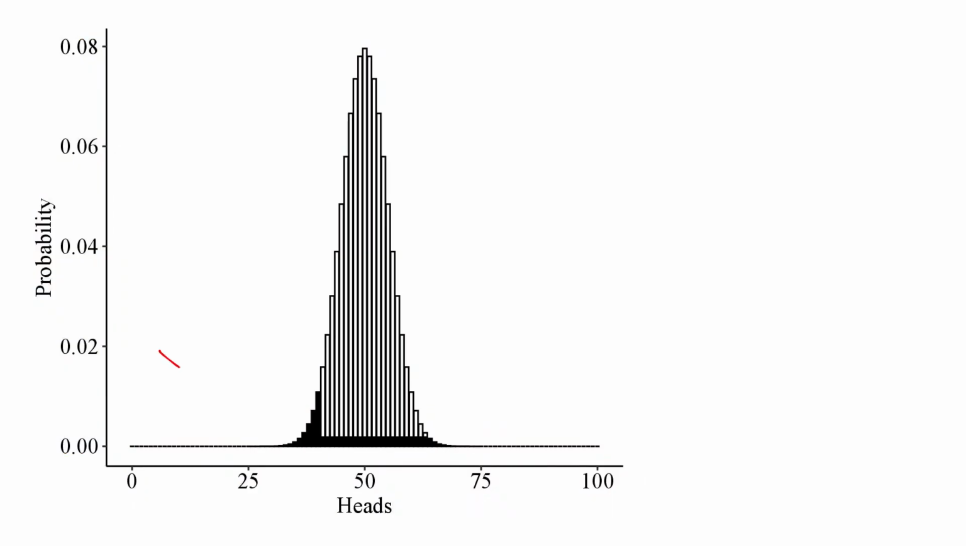Right? This is how likely it would be to get as low as 40 or even lower if indeed the truth was 50. So I can tell you that the area that I have shaded there is 2.8% of the distribution. That's telling us that there's a 2.8% probability that if this was indeed the theoretical distribution we were looking at, we would have gotten 40 or lower anyway.